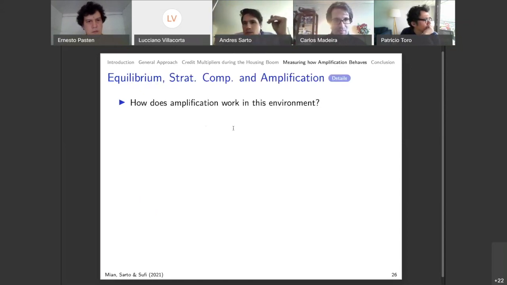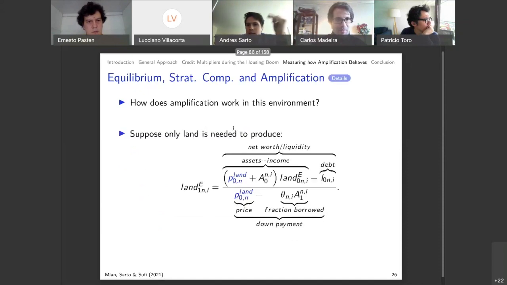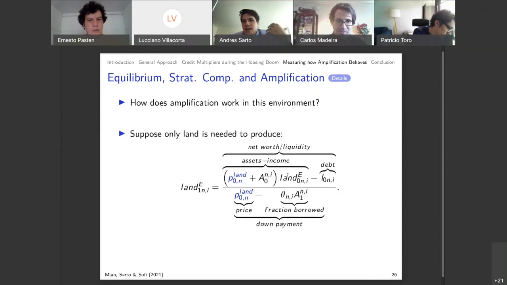In order to look at the amplification, let me start with a simplified version. Suppose there are no machines and we only need land to produce. This is the land demand of these entrepreneurs, which is, as usual, the ratio of the net worth, or the liquidity that entrepreneurs enter the period with, over their down payment. The down payment is just the price of the asset minus what they can borrow from the bankers. And the net worth is just the value of the assets that they have, their income, minus the debt that they have.